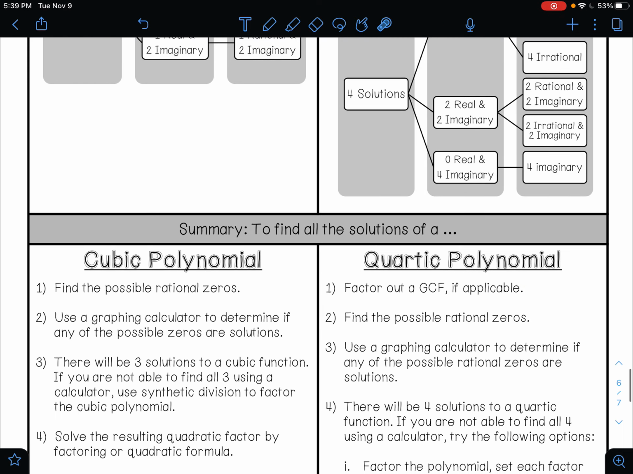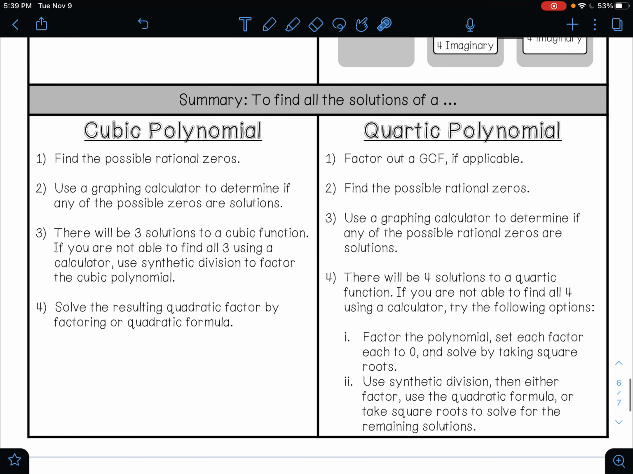Down here, if you ever forget the steps of what to do, this is how you should solve if you have a cubic, and this is how you should solve if you have a quartic. I would definitely use this page as reference as you are studying and preparing for your Unit 3 test. Definitely have this out while you are working through your practice problems.